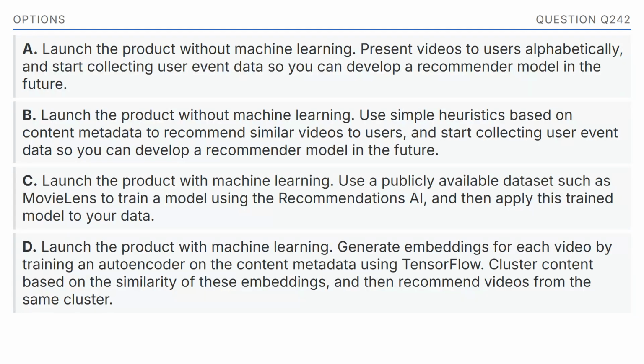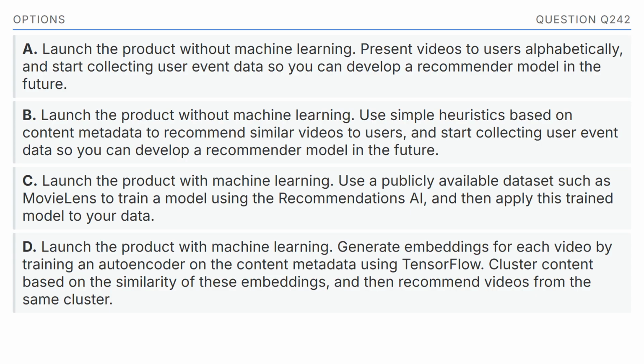The options are: Option A, launch the product without machine learning. Present videos to users alphabetically, and start collecting user event data so you can develop a recommender model in the future. Option B, launch the product without machine learning. Use simple heuristics based on content metadata to recommend similar videos to users, and start collecting user event data so you can develop a recommender model in the future.